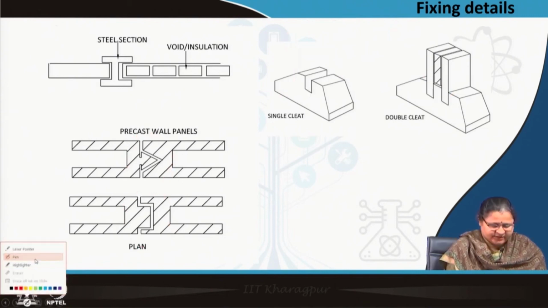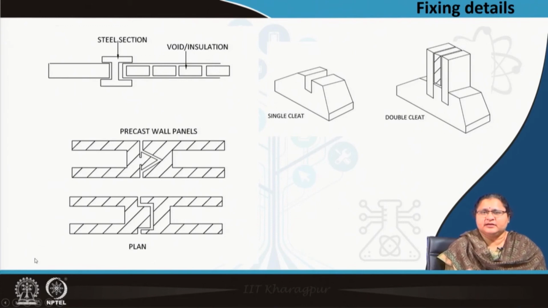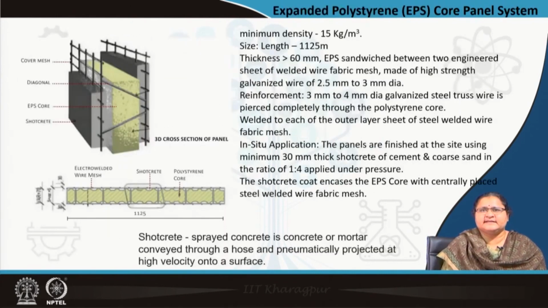Apart from this, you require to know the sealing, which I have told you, sealing with a backer rod and the sealant all along the joint which is experiencing the external environment. This is the expanded polystyrene core panel system. This has been developed lately by BMTPC in India, the Building Materials Technology Promotion Council, and you see here the details are given, the density, the size, the thickness, etc.